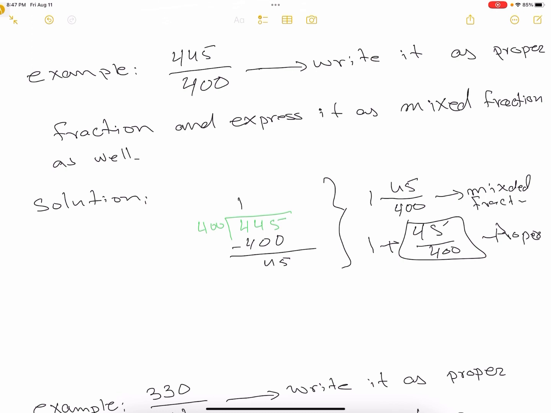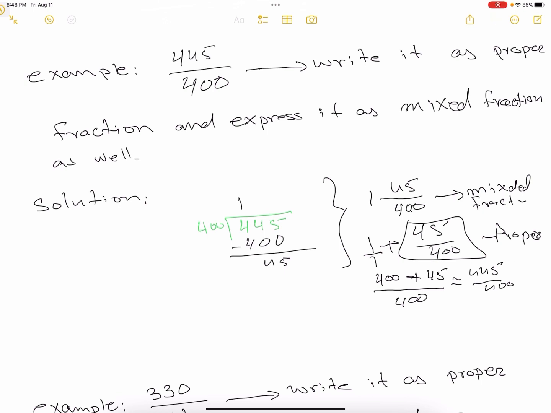Proper fraction, I mean same, you can write it down in these two different ways. 1 times 400 will be 445 over 400. You do the same thing here. So 400 will be a common denominator. Any number doesn't have a denominator, the denominator is 1. 400 divided by 1 is 400, times 1 will be 400. Now the sign of addition, 400 divided by 400 is 1. 1 times 45 will be 45. So we'll be giving 445 over 400.